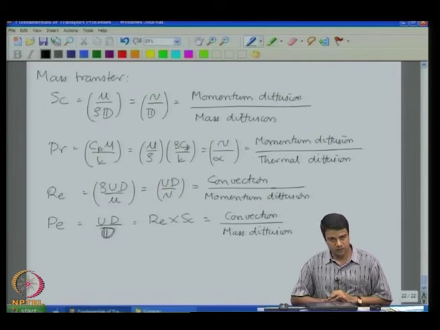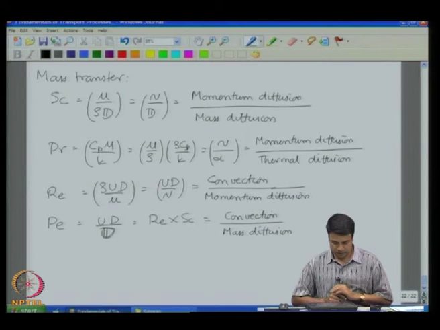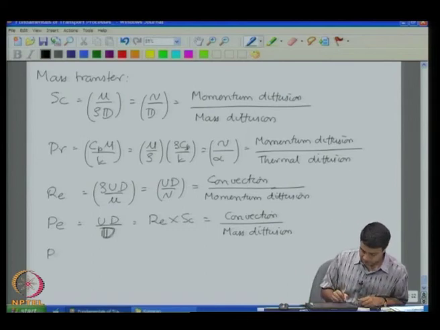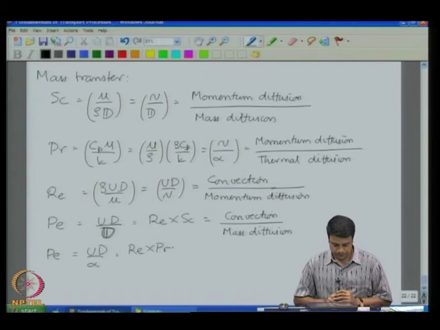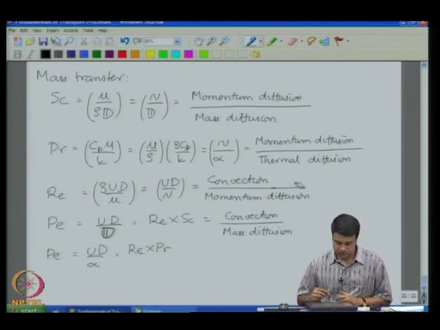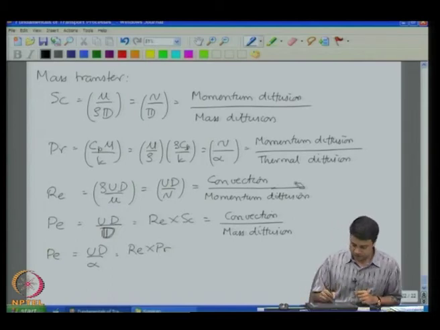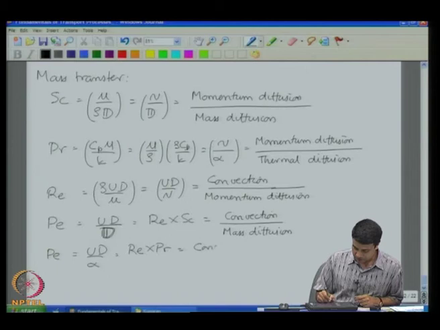One can write a similar Peclet number for heat transport. So, the Peclet number for heat transport will have the form u d by alpha. This will be Reynolds number times the Prandtl number. Reynolds number is convection by momentum diffusion, Prandtl number is momentum diffusion by thermal diffusion. So, this is equal to convection by thermal diffusion.